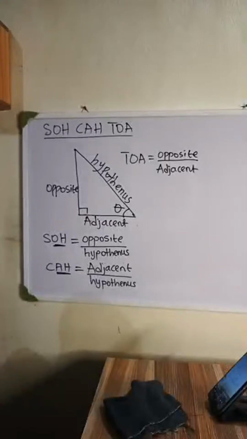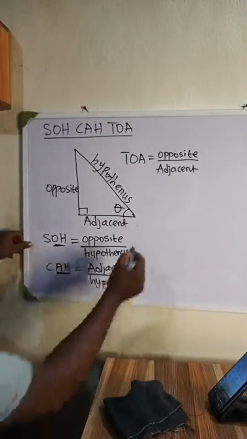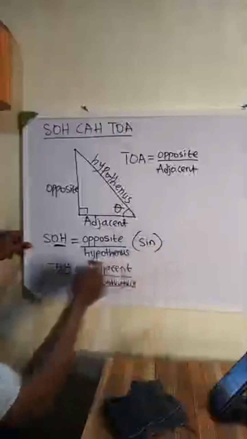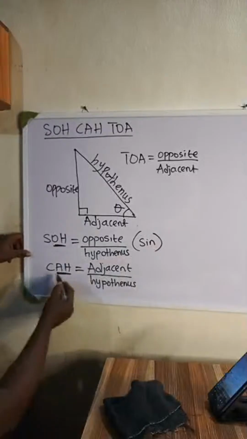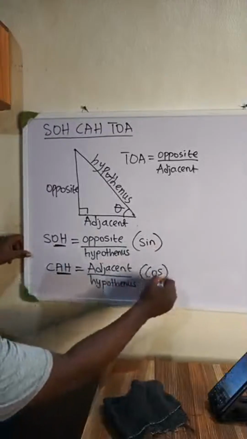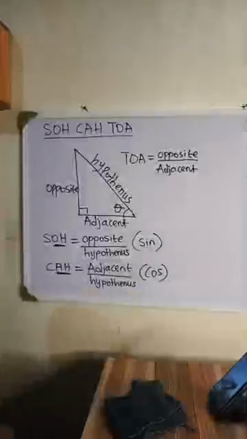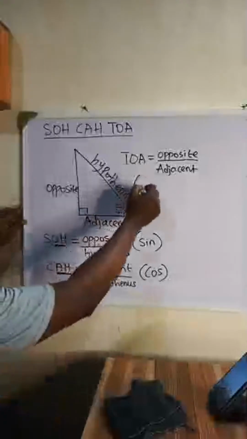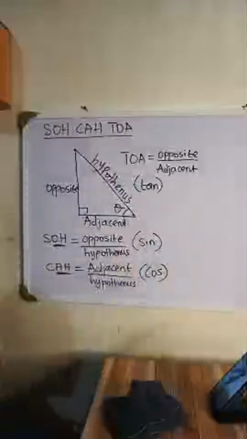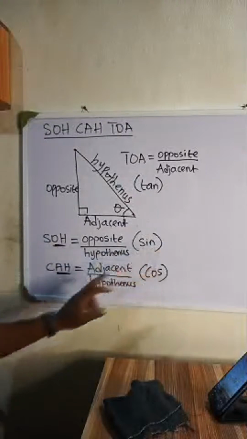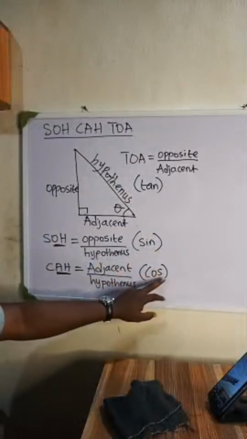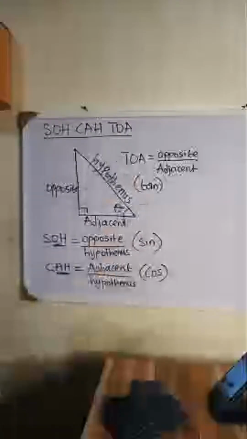Okay? But how are they written on your calculator? SOH is written as SIN. CAH is written as COS, and TOA is written as TAN. So this is how they are written in your calculator. SOH is written as SIN, CAH is written as COS, and TOA is written as TAN.